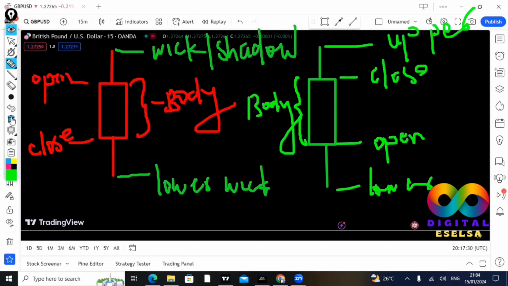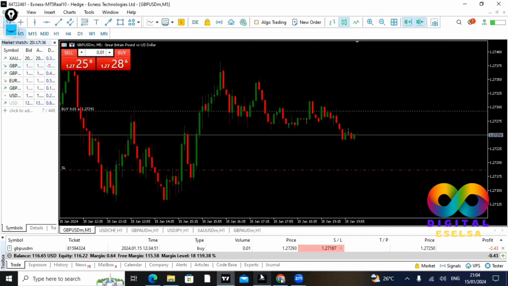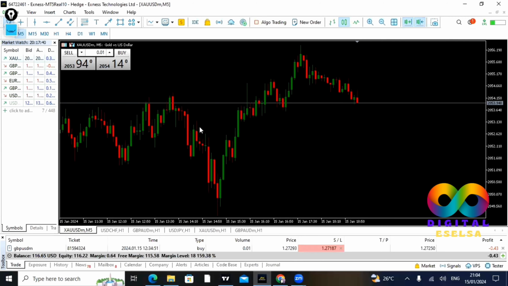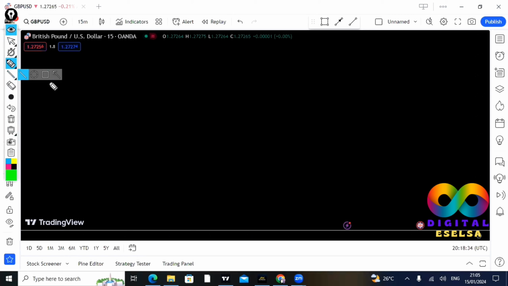But when you come to the chart, you are going to notice that the candlesticks you are seeing in the chart have different shapes and different structures. Another important factor I want to explain to you is the relevance of the candlestick body. Let me explain it so that you understand.